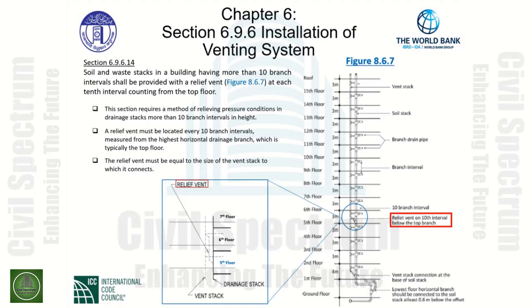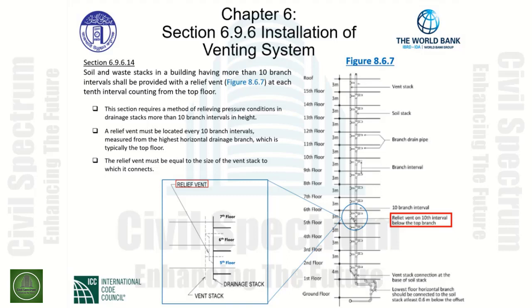A relief vent must be located every 10 branch intervals. This is measured from the highest horizontal drainage branch, which is typically the top floor. The relief vent must be equal to the size of the vent stack to which it connects.